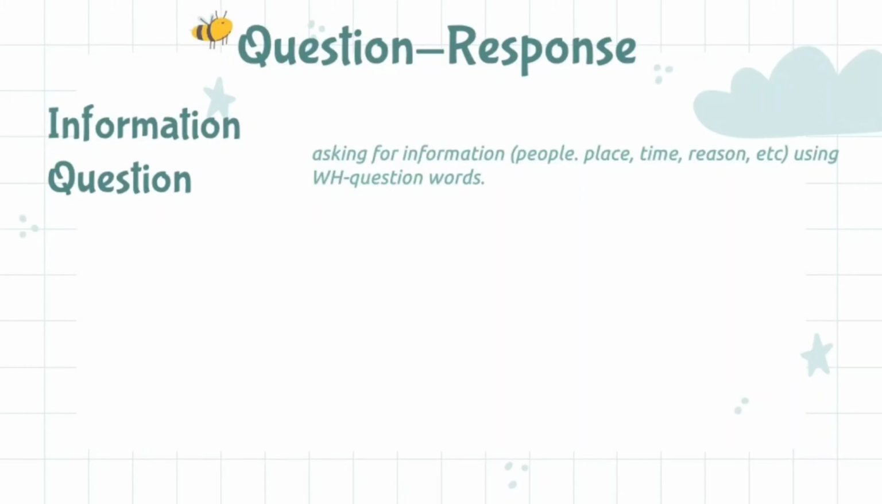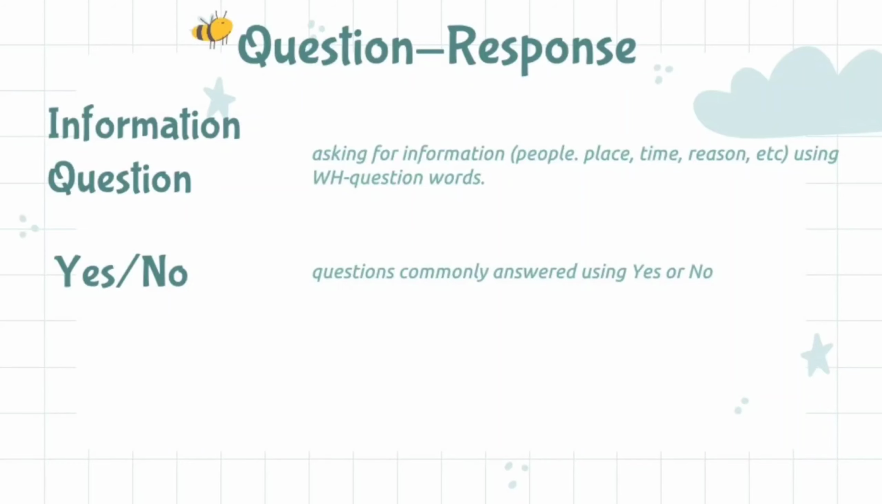Question and response have 3 types of the questions. The first one is information question. It is asking for information about people, place, time, reason, and etc. using WH question words. The second one is yes/no question. It has the questions that commonly answered using yes or no. And the third one, we have others. It means other types of the questions. We have tag question and also the statement. Let's explore one by one, starting from information question.